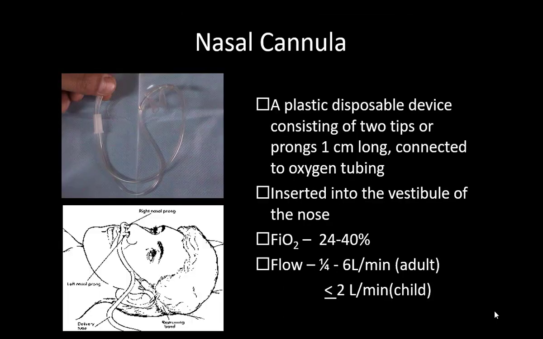So what type of oxygen delivery device is this? Low flow variable delivery device. Okay, so it delivers 24 to 40% FiO2, and the flow required is 1/4 to 6 liters per minute.